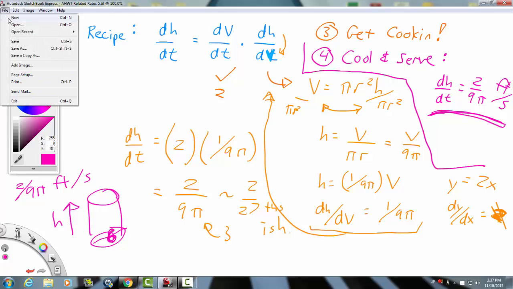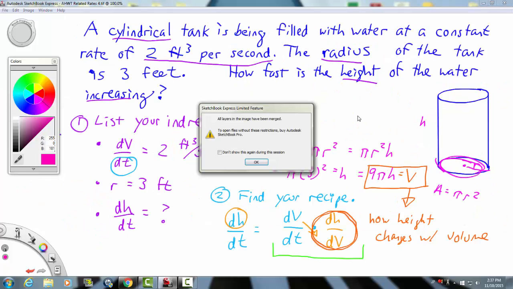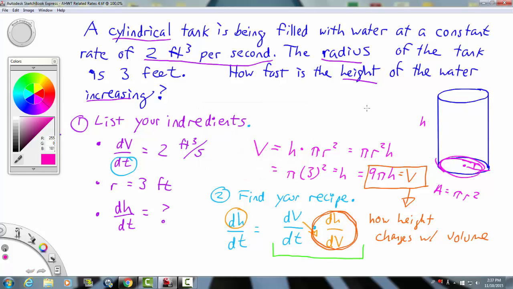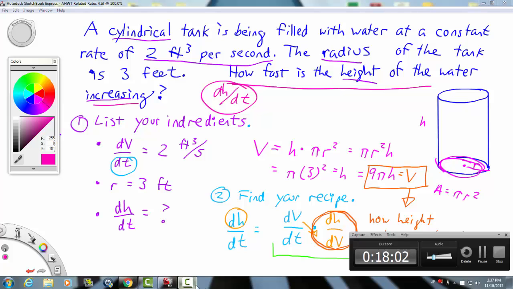Let's just check that really quick. Did we answer the question here? How fast is the height of the water increasing? And yes, we did answer it. We answered with dH/dt. Awesome. Go do calculus. Have fun.